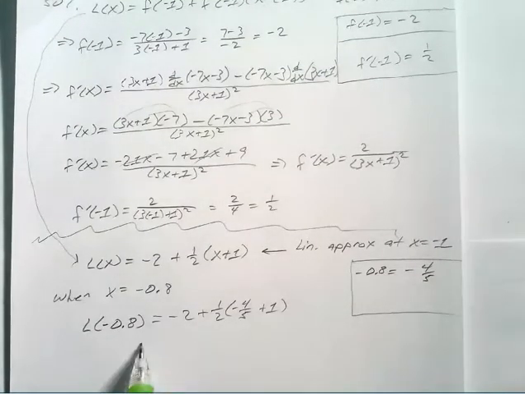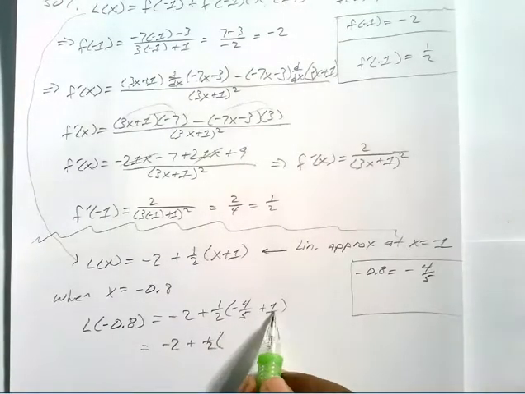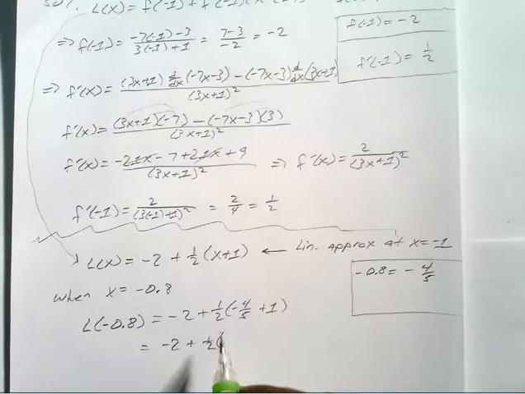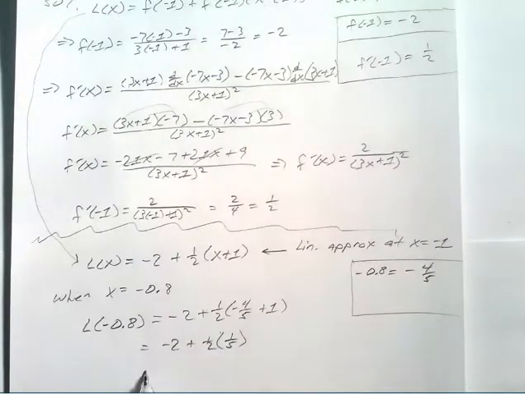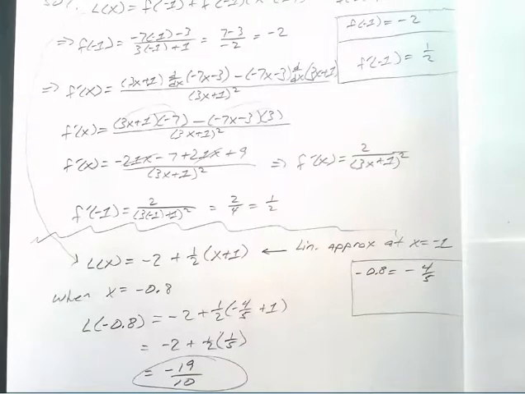That will give us negative 2 plus 1/2 times negative 4/5 plus 1. Replace that 1 with 5 over 5, and you end up with 1/5. Adding these two together will give you negative 19 over 10 as your linear approximation.